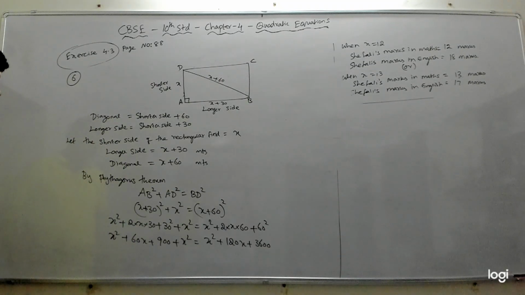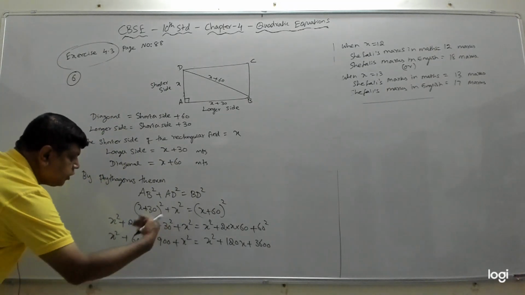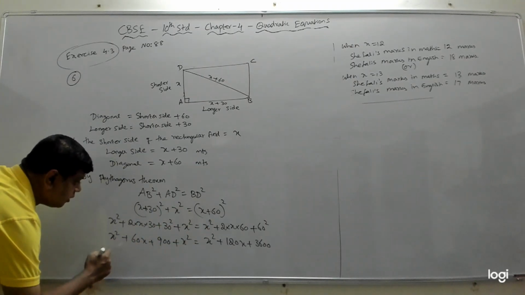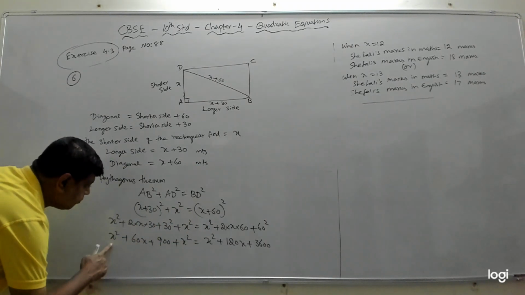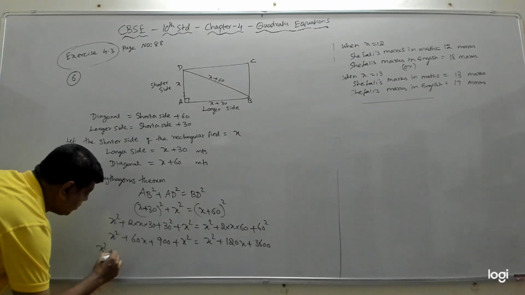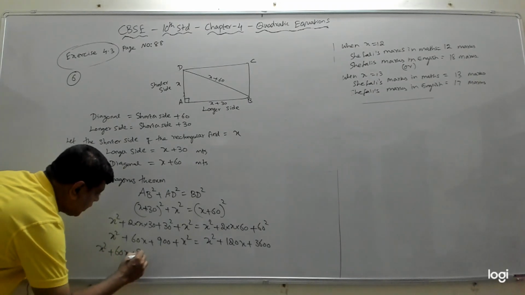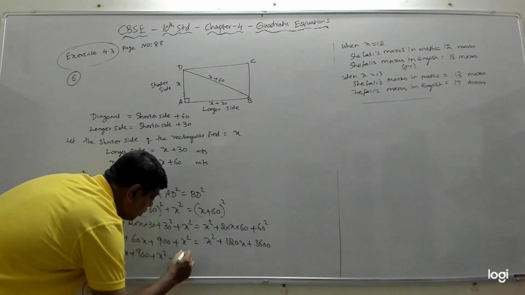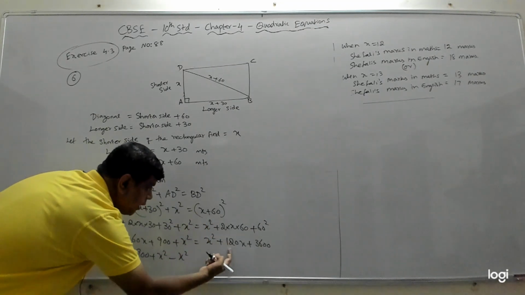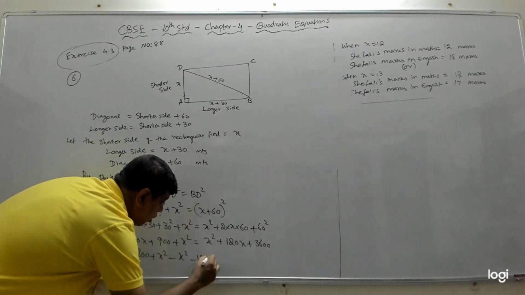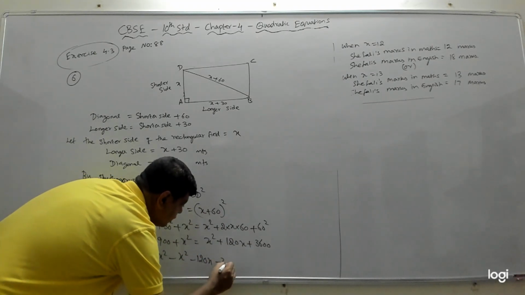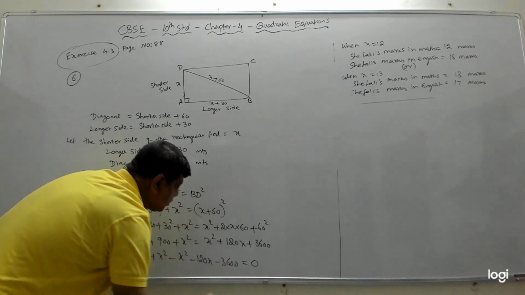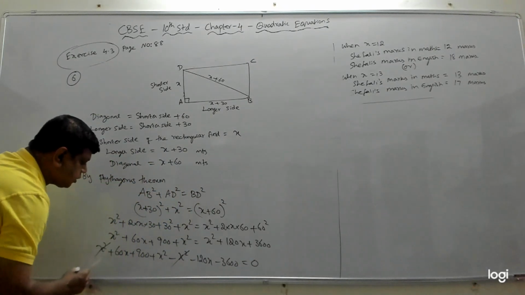Fine. Now if I bring everything to one side, I have x square plus 60x plus 900 plus x square. I'm going to bring everything to the left side, so this will become minus x square, this will become minus 120x, because all are moving to the left side, minus 3600, and the right side will become 0. Now minus x square plus x square will get cancelled.